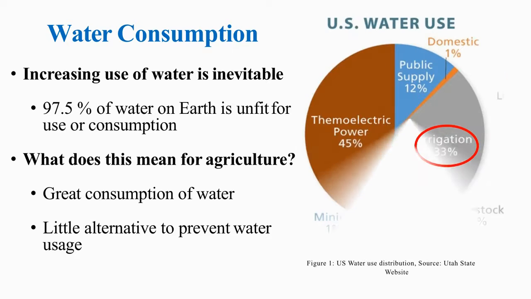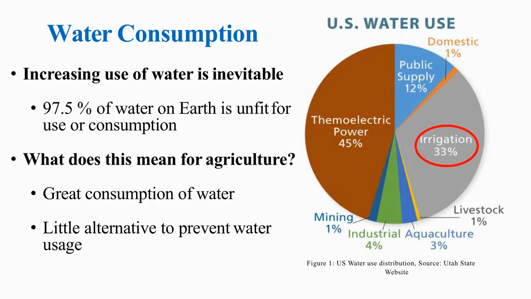You can see this pie chart right here that tells us that in the United States, 33% of fresh water is used for irrigation. So irrigation is one of the main uses of water in the United States, and there is little alternative to prevent this water usage. It is definitely a problem we need to solve.